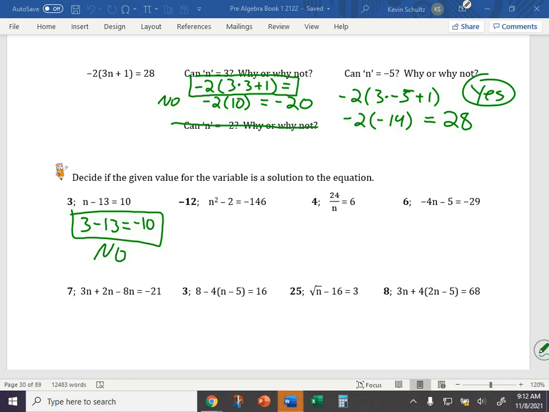Let's do the third one. 24 divided by n equals 6. I'm asking you to test 4. So we're going to plug 4 in for n. What's 24 divided by 4? 6. Is that what we want it to equal? Yes. So yes, 4 is the value for n. It does make the equation true. Okay?